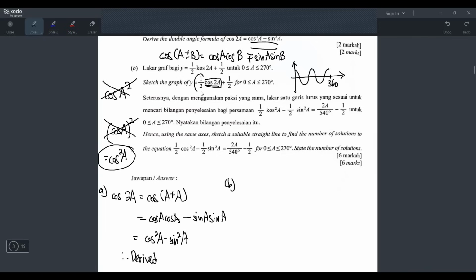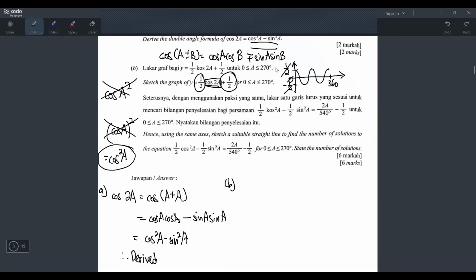Sekarang saya kena buat 1/2 yang depan. Yang depan ni, it means amplitude. Amplitude means the highest here will be 1/2, and the minimum value will be -1/2. Okay, because amplitude, right? And then the last one is +1/2. What is +1/2? It means every value has to +1/2. It means the whole graph has to naik half kotak.